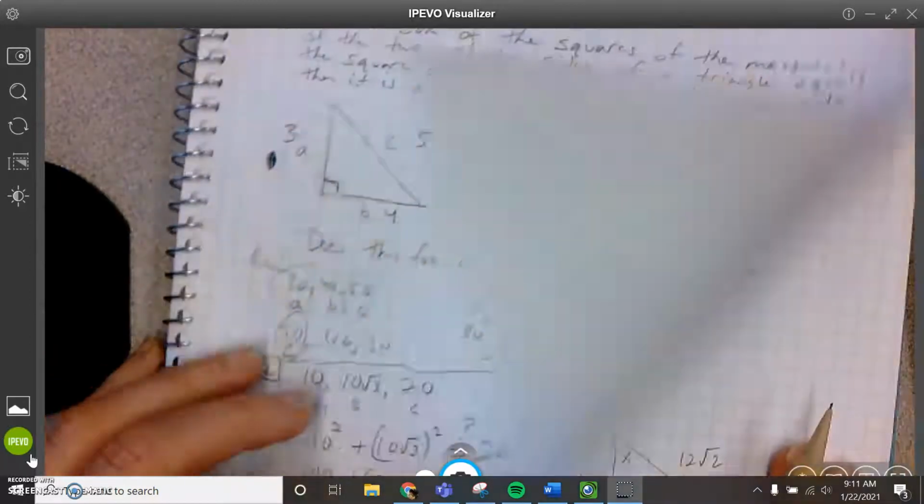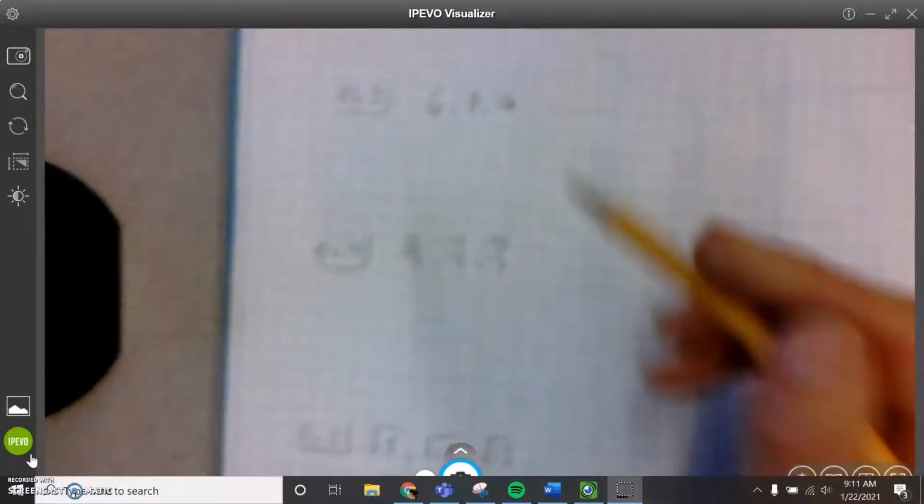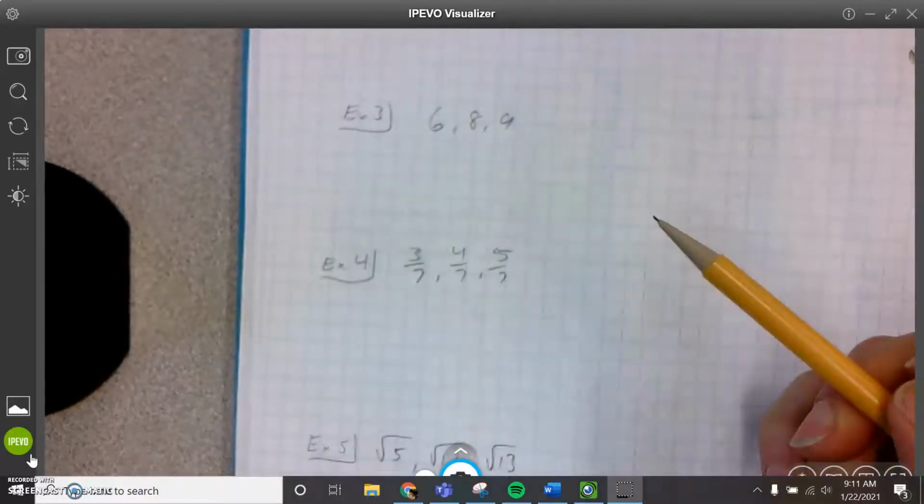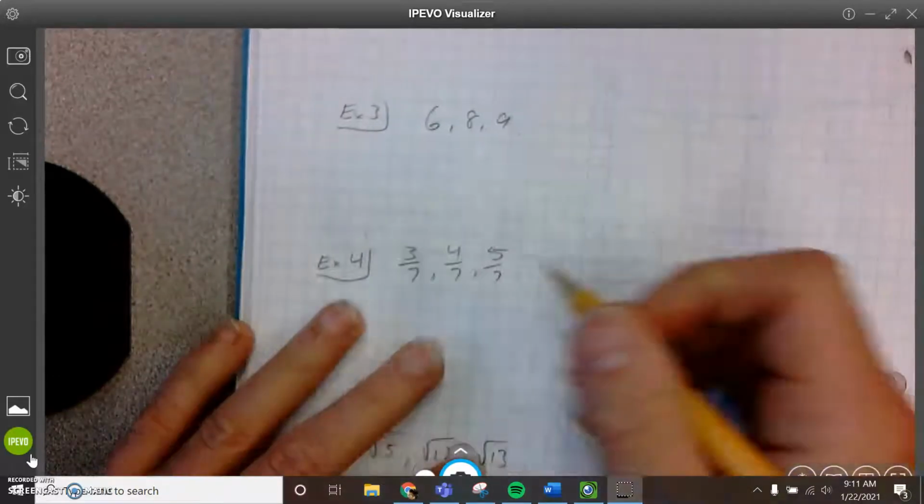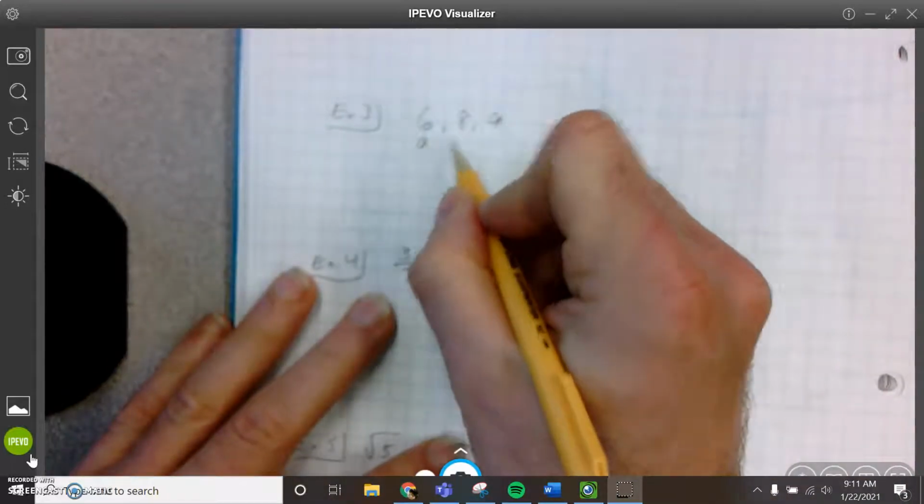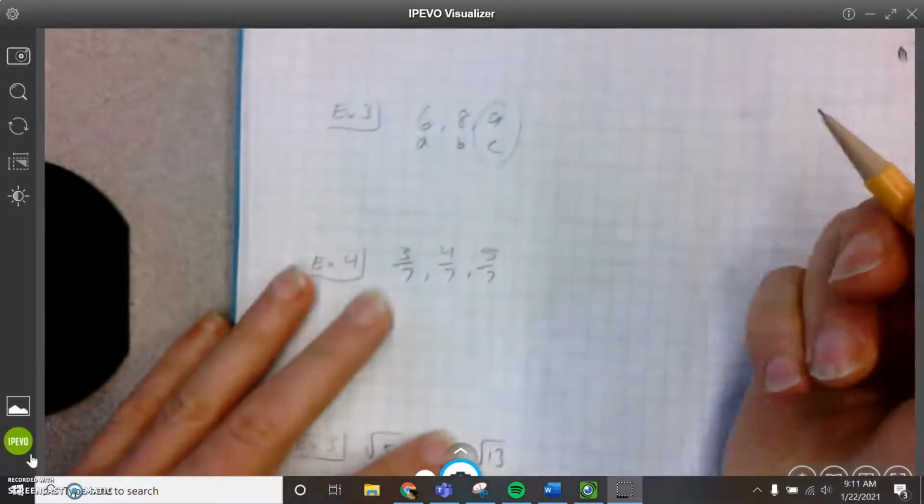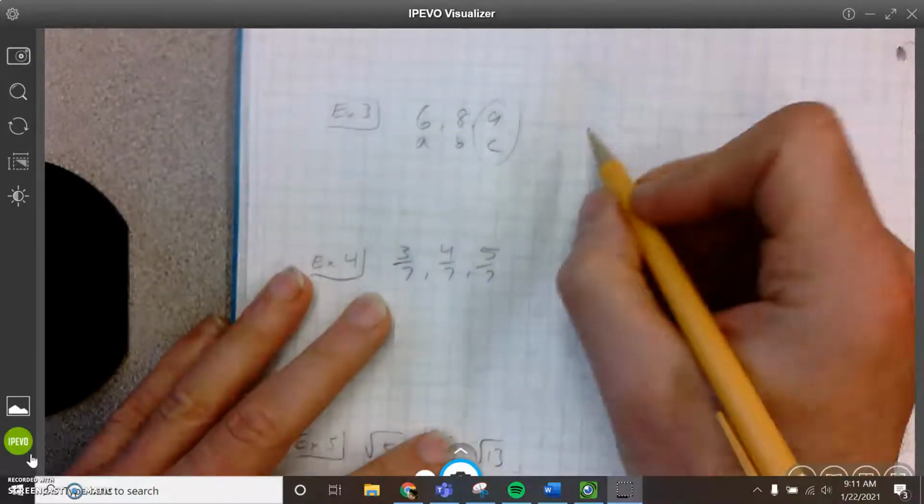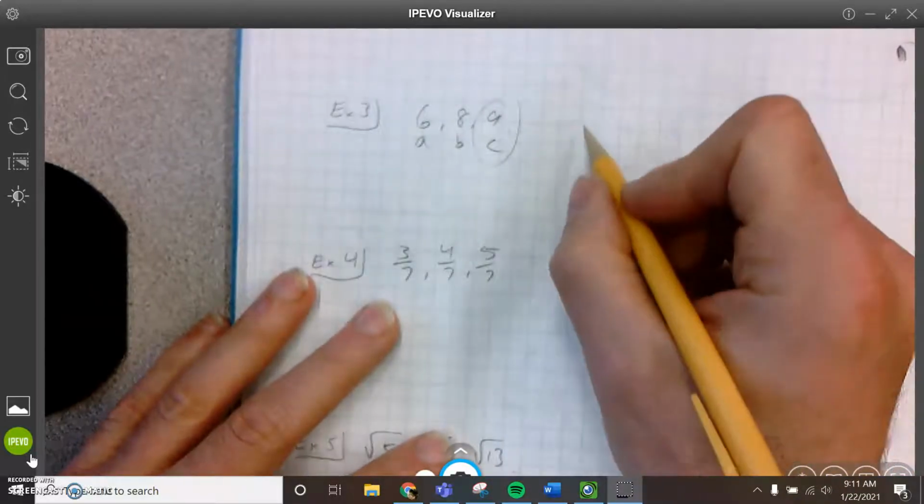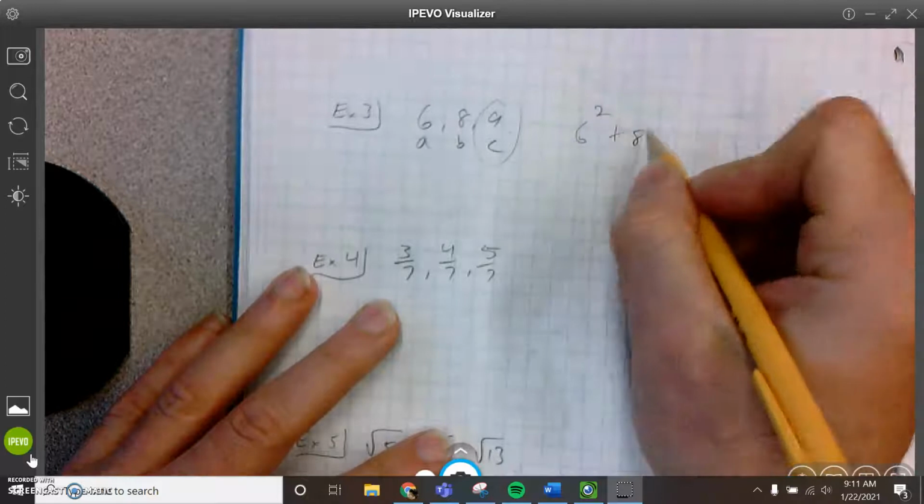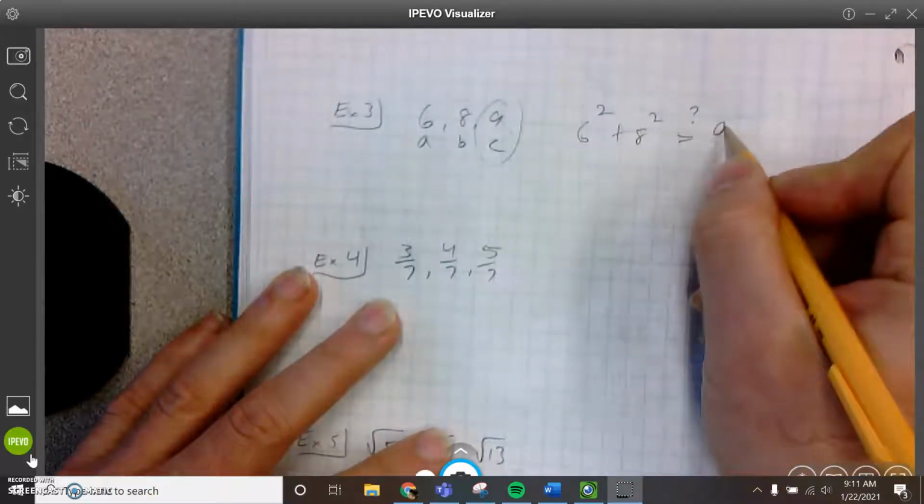Okay, now you try. Example 3. Ready, set, go. All right, see if you got it. So obviously 9 is the biggest, so that's going to be C. The C is the hypotenuse, presumably, if it's a right triangle. So it's 6 squared plus 8 squared. Does that equal 9 squared?